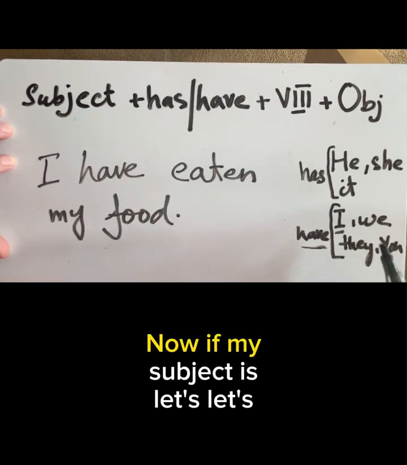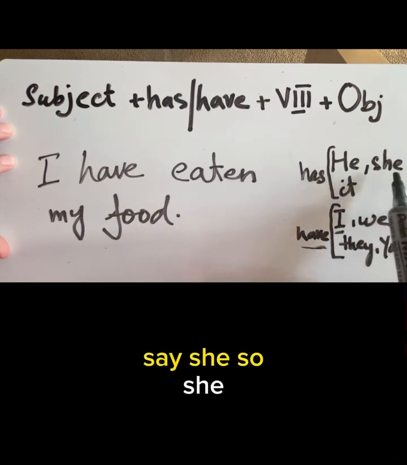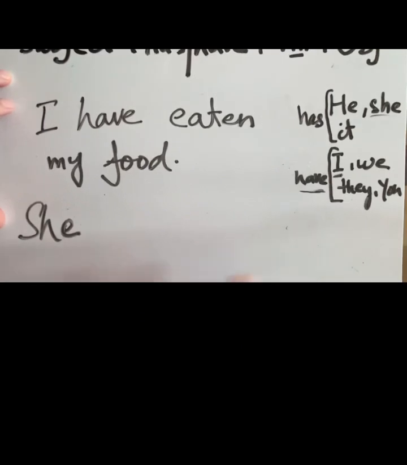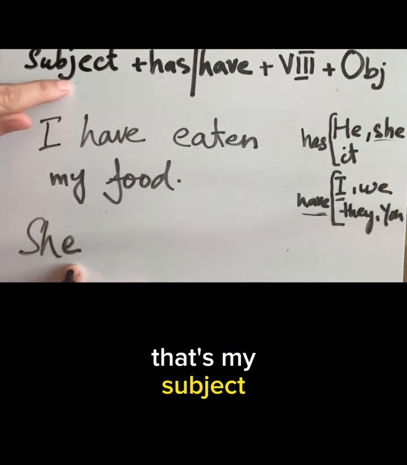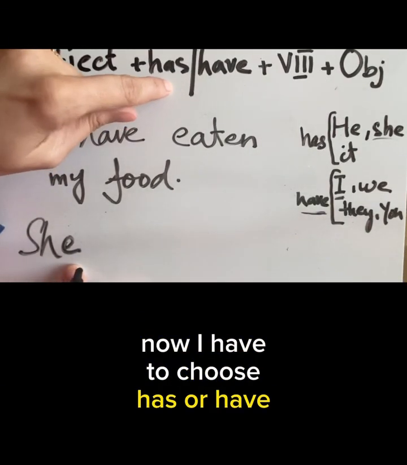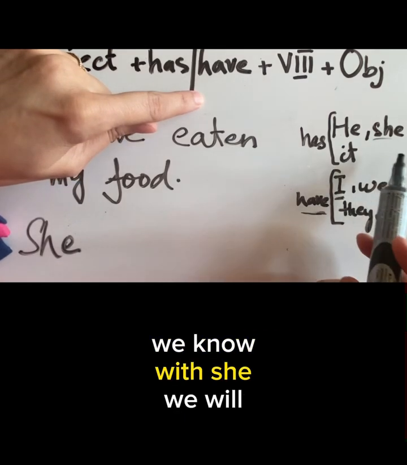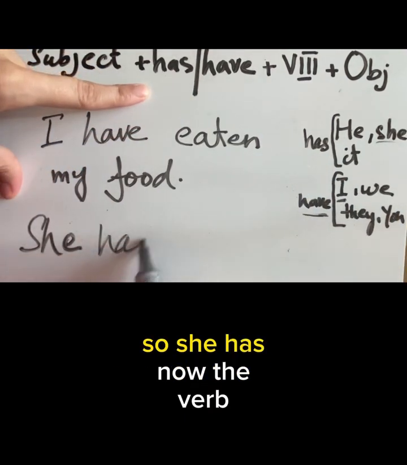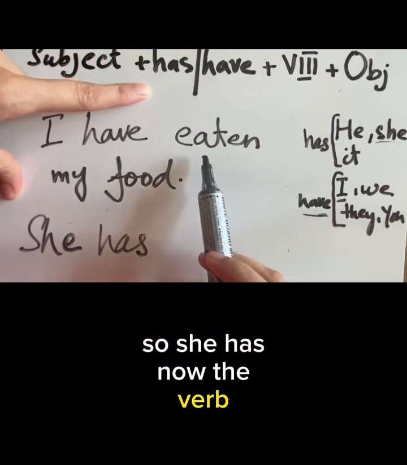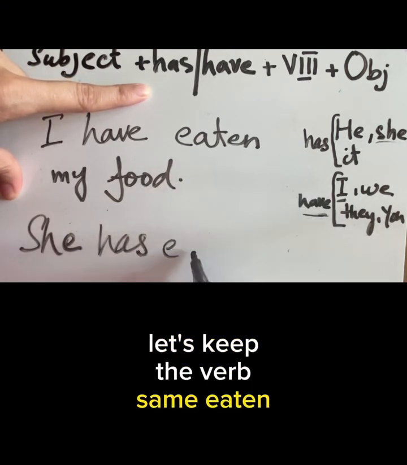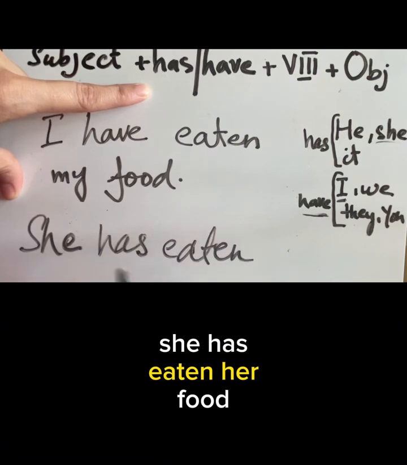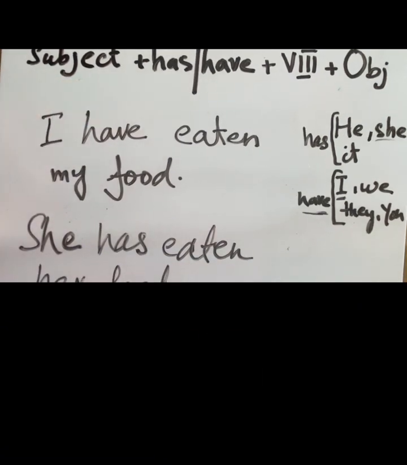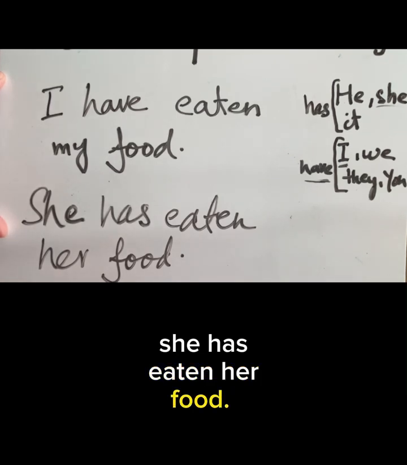Now, if my subject is, let's say, she. So, she, that's my subject. Now, I have to choose has or have. We know with she, we'll have to use has. So, she has. Now, the verb, let's keep the verb the same, eaten. She has eaten her food.